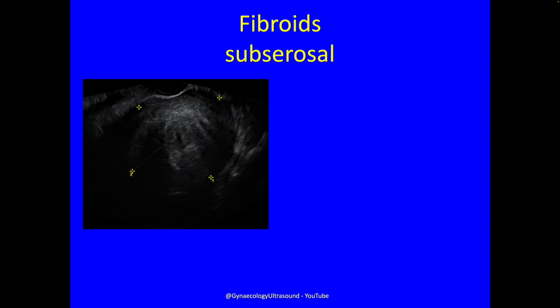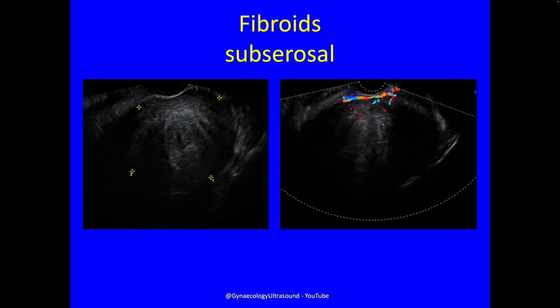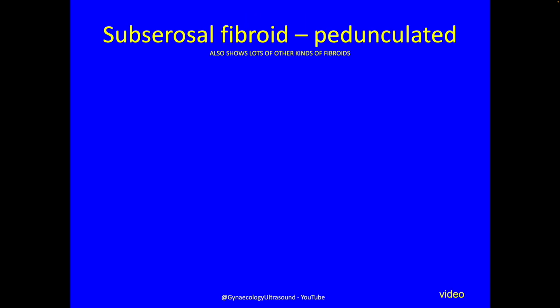So 2D is the main way that we look at fibroids, but 3D can come in handy. This is a subserosal fibroid with quite poor views. It absorbs all the sound waves. You need to go down in frequency and turn off harmonics, then you'll get a better view. Turn on your Doppler, a PRF of 0.6, to make sure that you've only got peripheral flow.